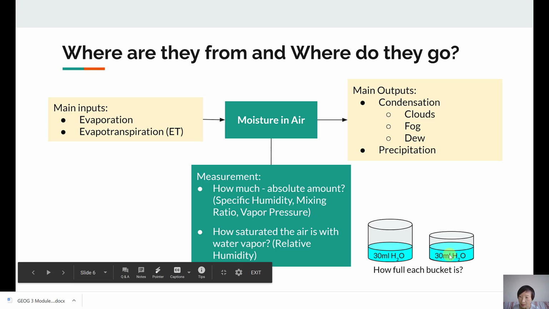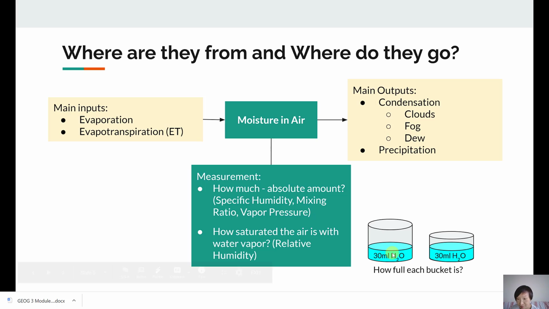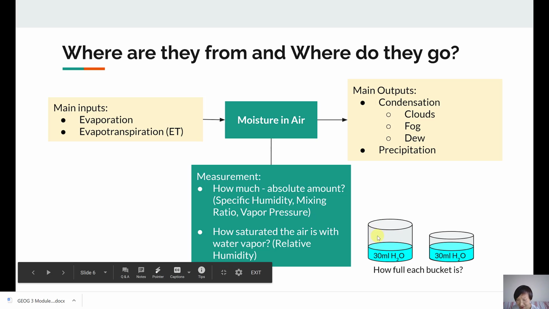So you can see the same amount of water in the jars makes the relative humidity, how saturated the air is with water vapor, different, right? That is basically based on the capacity, the ability of our air to hold the water. So you can see this jar has more capacity, so the same amount won't make this jar full, not even halfway full, but the same amount will make this smaller jar full, right?